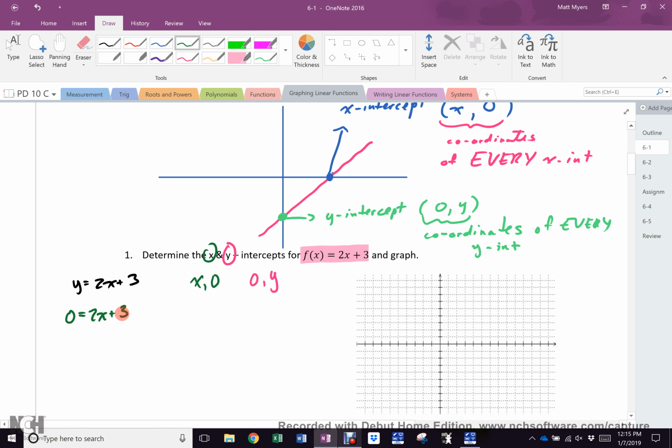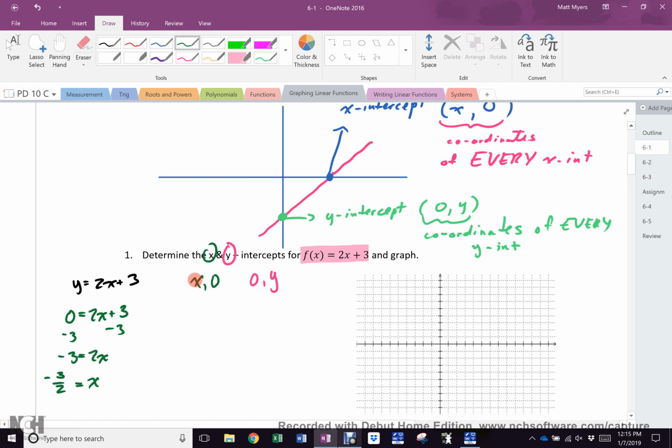Now what do I do? Algebra. So what do I do? Minus 3, minus 3. Negative 3 equals 2x. Now what? Divide by 2. So what does x equal? Negative 3 halves, right? Which is negative 1.5. Now, negative 3 halves equals x.